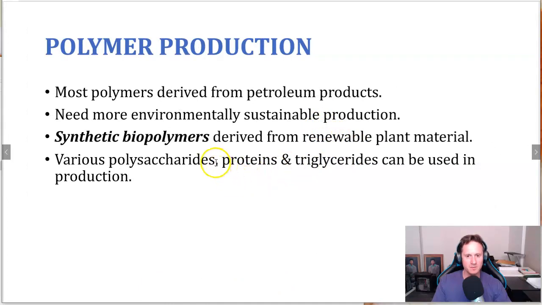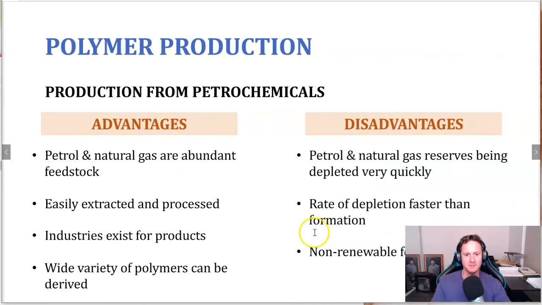So polymer production, most polymers are derived from petroleum-based products. We need a more environmentally sustainable production of polymers. So this is where synthetic biopolymers comes in. So that prefix bio is always referring to renewable materials being used as opposed to petroleum-based products, which are fossil fuels, which are considered a one-time resource because they take millions of years to form. So various polysaccharides, proteins, and triglycerides can be used in the production of synthetic biopolymers, which are derived from renewable plant-based material.